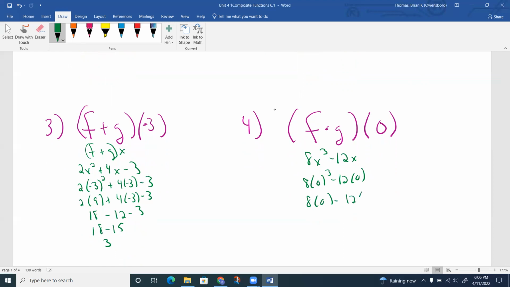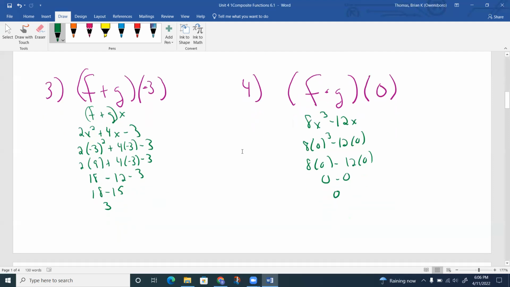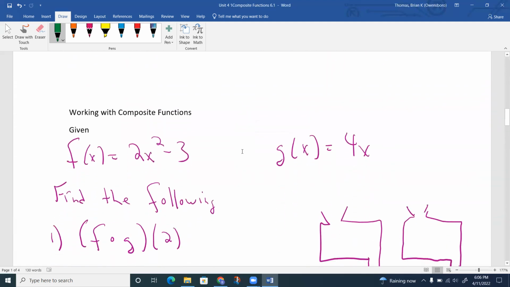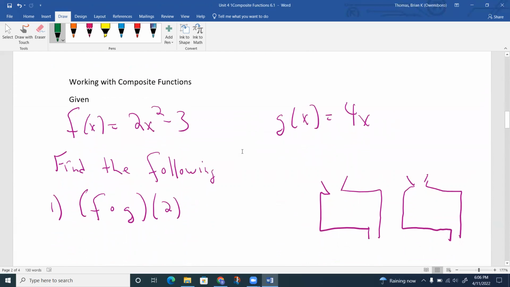And we're going to have 8 times 0 minus 12 times 0. So it's going to be 0, take away 0. In other words, our final answer is 0. So f times g of 0 actually turns into 0. So we did that back in Unit 2.